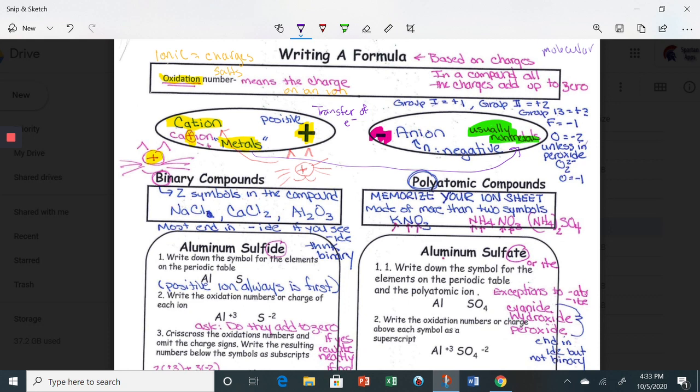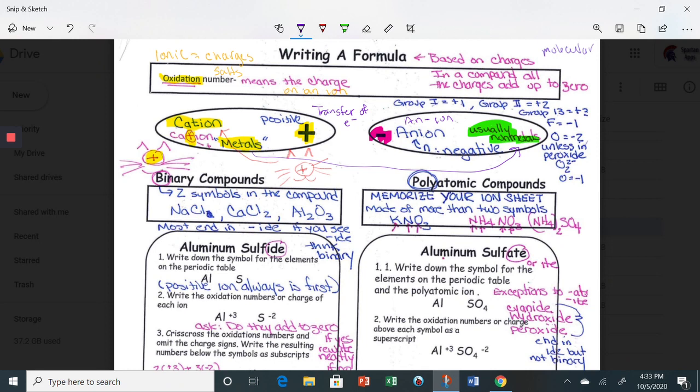The negative ion is called an anion. And in the AN, there is an N. The N stands for negative. This is not an anion, like an onion. It is an anion. And again, cation.